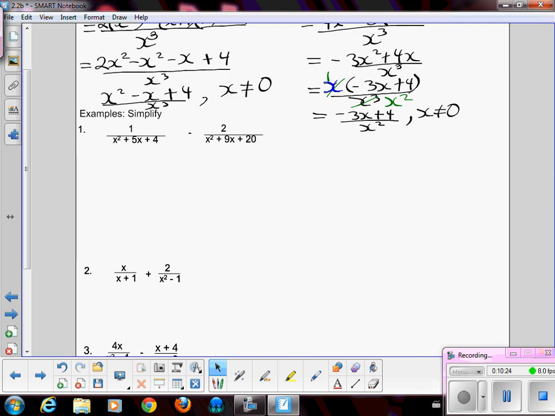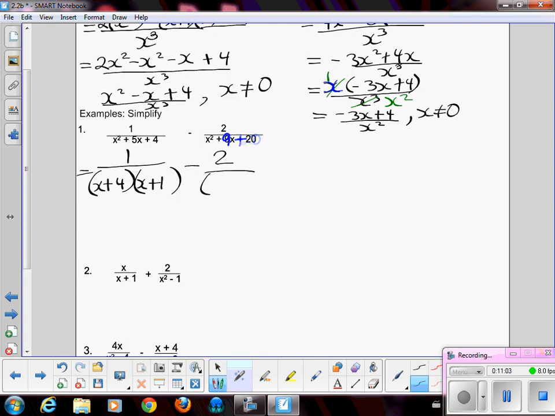This time I'm subtracting, but you can see I have to do a fair amount of factoring in this case. So the first thing I need to do is find two numbers that multiply to give me 4, add to give me 5, and both brackets are positive. So when I do that, I would have x plus 4, x plus 1. And for the second rational, I need two numbers that multiply to give me 20, add to give me 9, both brackets positive. So in this case, I'm going to use 5 and 4.